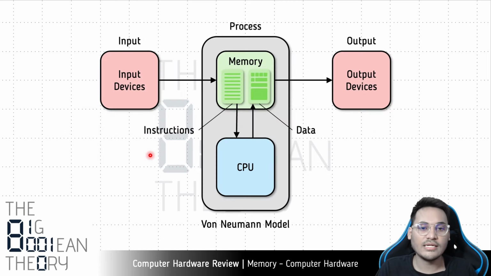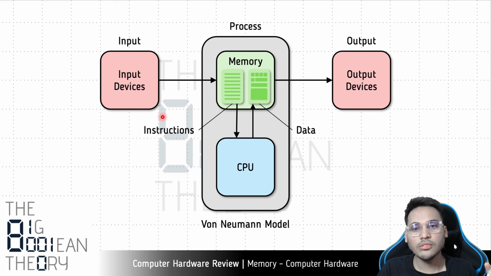First of all, let us understand why we need the memory in the computer system. This is the von Neumann model, which shows the different hardware components and how they interact with each other. The basic idea behind computing is that we give some input to the computer. The computer will take that input and process it, and then return the output result, right? So this is how it goes: input, processing, and output.